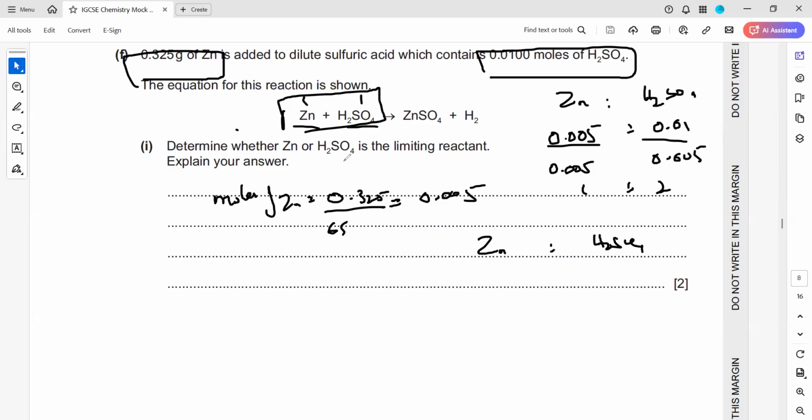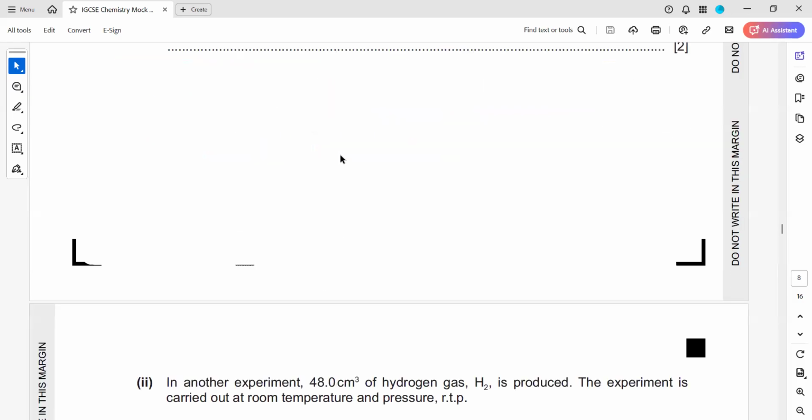You find the moles of each and take the simplest ratio and compare, because according to the equation it should be 1 and 1. But according to what we have, it's 1:2. So which one do we have more of? 2 is more, sulfuric acid. So sulfuric acid is in excess and zinc is limiting. How you will write your answer: the mole ratio between zinc and sulfuric acid is 1:2, which means sulfuric acid is more than what we need. So zinc is the limiting factor, limiting reagent. Limiting reactant or limiting reagent, same thing.